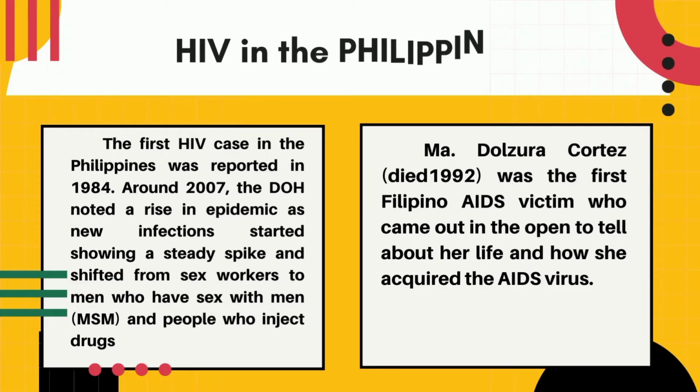Let's check out the HIV status in the Philippines. The first HIV case in the Philippines was reported in 1984. Around 2007, the DOH noted a rise in epidemic as new infections started showing a steady spike and shifted from sex workers to men who have sex with men, or MSM, and people who inject drugs. Madolzura Cortez, who died in 1992, was the first Filipino AIDS victim who came out in the open to tell about her life and how she acquired the AIDS virus.